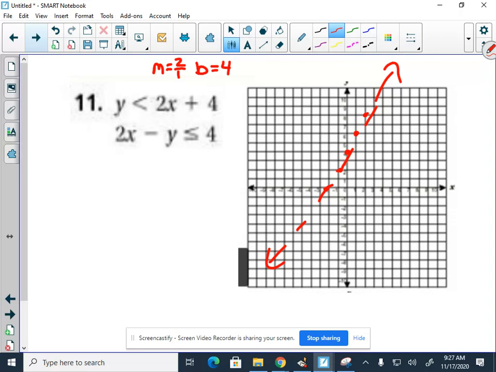But now we have to decide. It's y is less, so we would shade underneath. Now, remember, shade lightly.